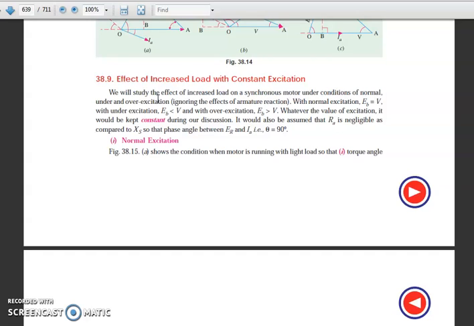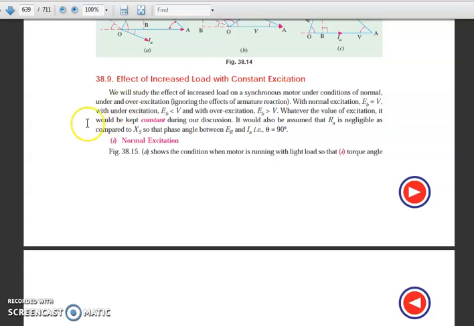In the first two conditions, whether normal excitation or under excitation, the synchronous motor draws a lagging current. But in case of over excitation, the synchronous motor always draws the leading current. Leading current means the armature current is led by the voltage V.